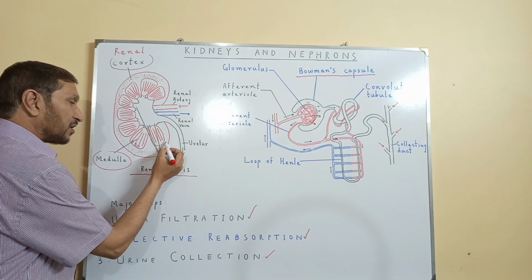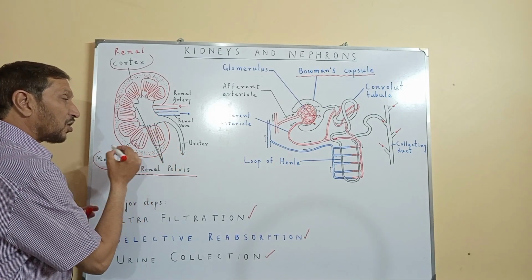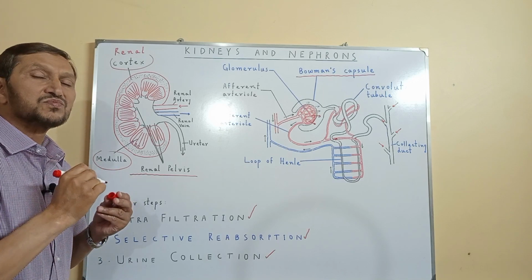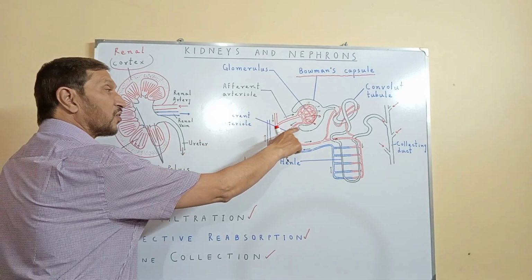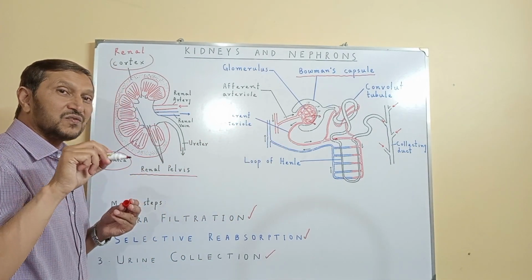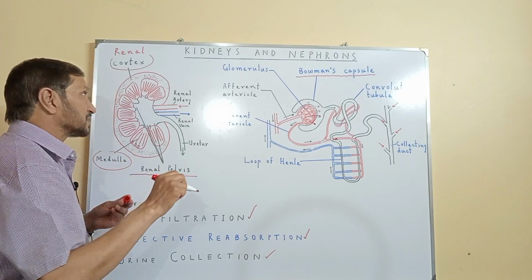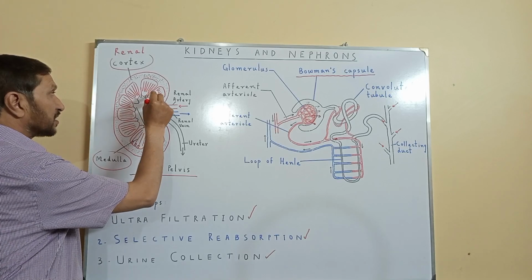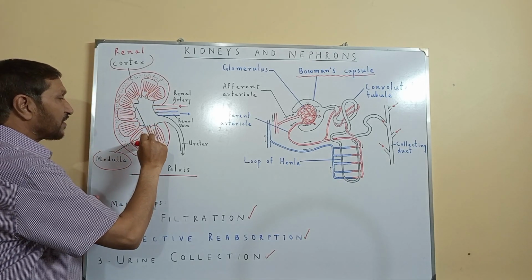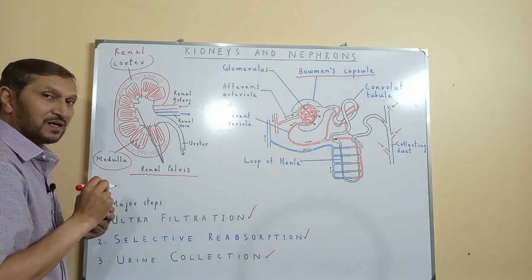In the cortex region we can see small dots. These small dots are actually nephrons, which are the filtration plants of the kidney, where the filtration takes place. And the inner region of the kidney is called the medulla.